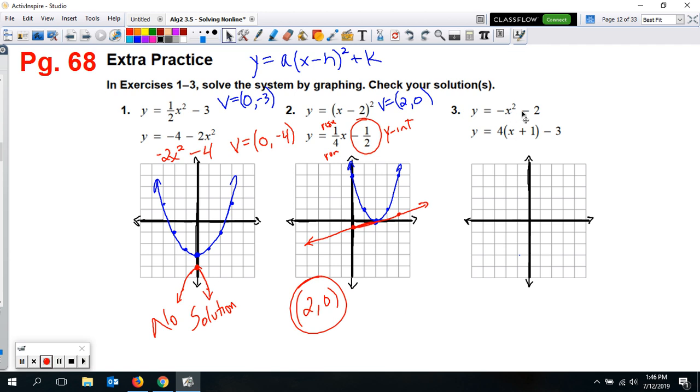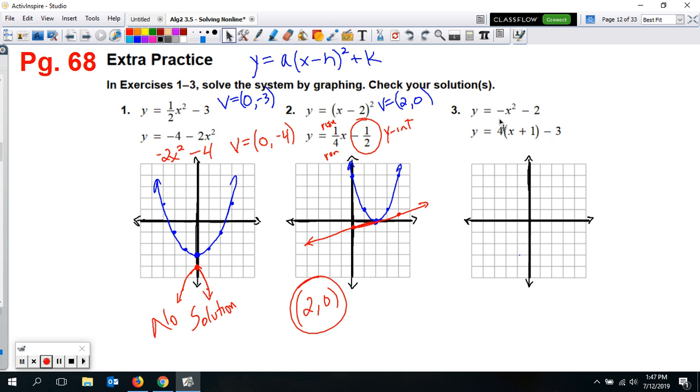All right, number 3, we have another parabola here. And then we also have a line here. So on this line, what you want to do for the line is you want to distribute this. So it's going to be 4x plus 4, and then combine like terms to get y equals mx plus b. So I'm going to give you a chance to try this one. Go ahead and try to graph these two. Graph the parabola, graph the line, and see if you can identify the intersecting point or points on this one. So go ahead and pause the video and try number 3.